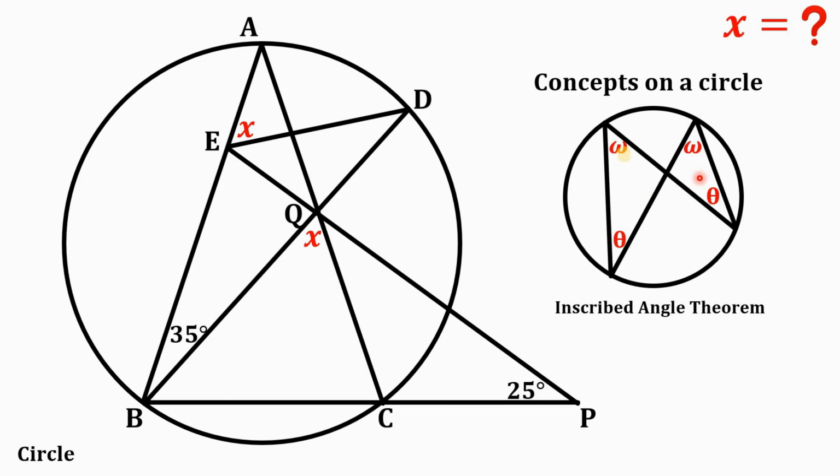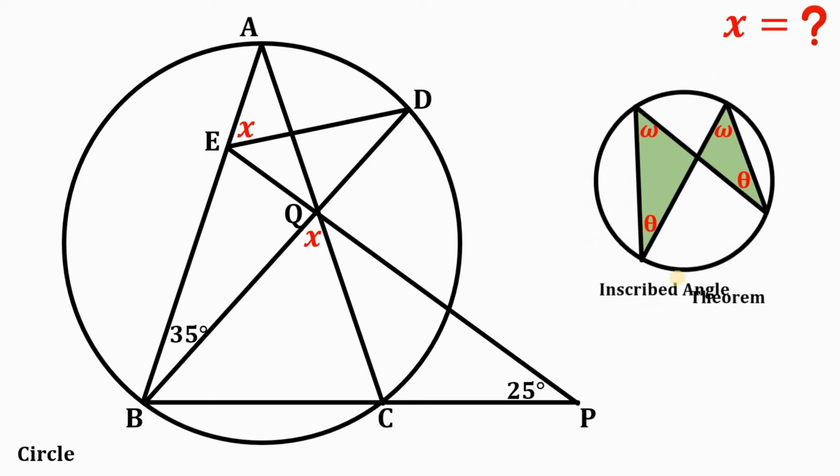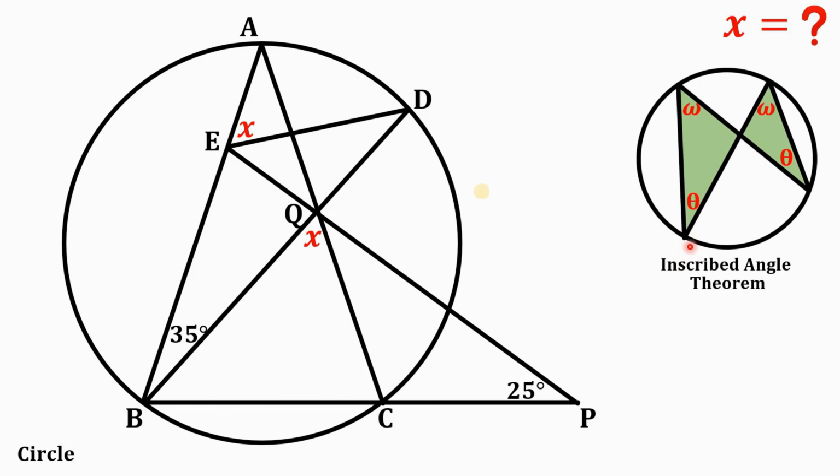Now, take note of this shape, this butterfly shape. If we have this butterfly shape, and these two angles are equal, therefore, we can put this butterfly shape inside a circle. So that's the idea. Now, let's use this concept to answer this question.